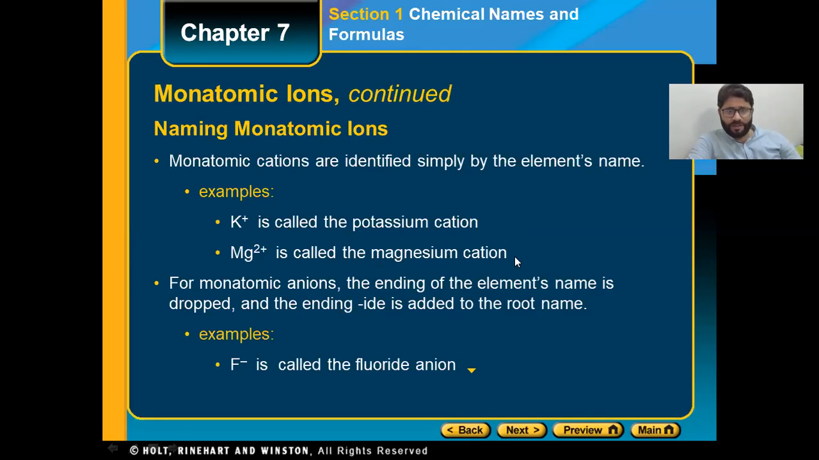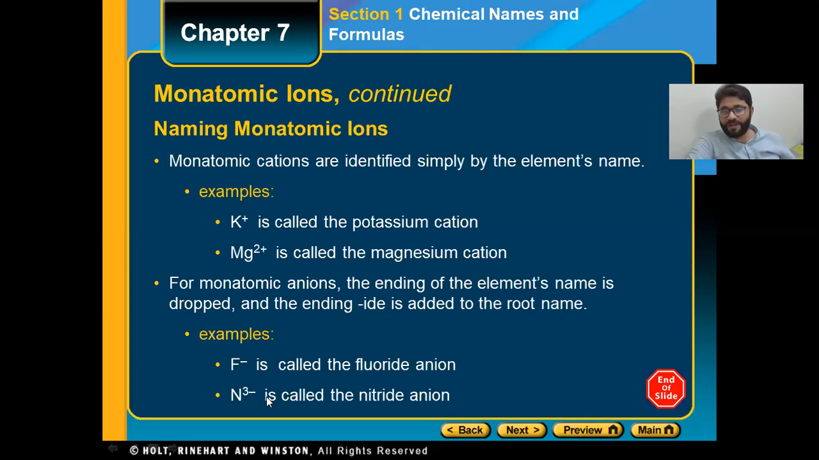Now, if I'm talking about the negative ions, we call it anion, like group 15 elements, group 16 elements, group 17 elements, they carry negative charge. So over here, the name will end with IDE. If it is fluorine, if it carries 1 negative charge, the name will be fluoride ion.